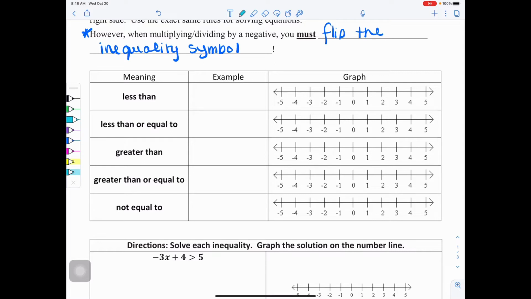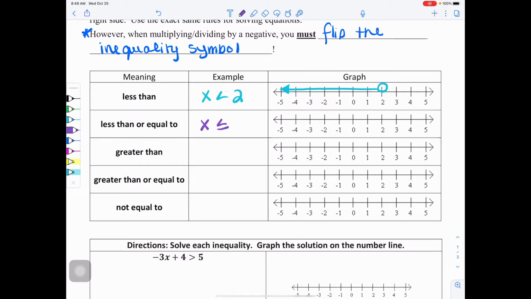So the first one is less than. The less than symbol is going to look something like this: x is less than 2. If we're going to graph that, we would not want to be including 2. 2 is not part of the answer. x is strictly less than that. So we would make an open circle on 2, and then we would shade all the places where x would be less than 2. That would be to the left here. And if you have your inequality written with the variable first, the inequality symbol is actually pointing in the direction that you should shade.